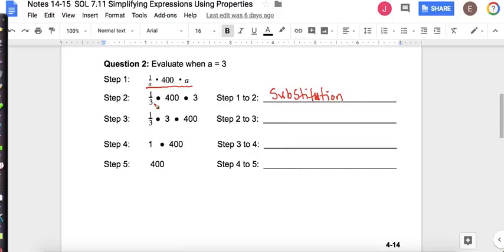Now, I notice in step 2 to step 3, that the 3 and the 400 changed order. So let's put this right here, showing that these changed order. And this is called the commutative property of addition.